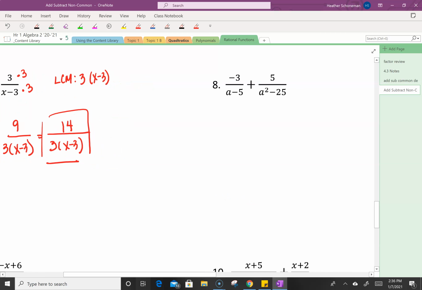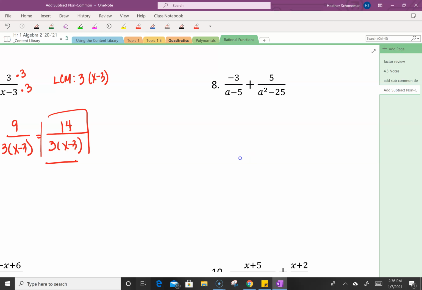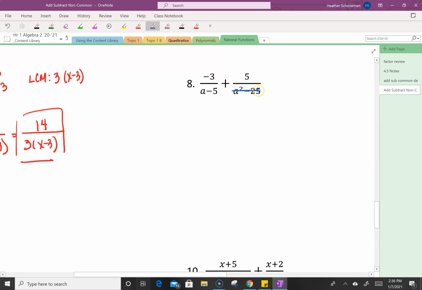All right, let's try and get 2 more in. Number 8, to be able to figure out the least common multiple, I need to factor the bottom. So this is going to be a plus 5, a minus 5. Well, the least common multiple then includes everything, which is going to be a plus 5, a minus 5. The second fraction has everything it needs, but the first fraction on the left is missing the a plus 5. So I'm going to multiply top and bottom by a plus 5.